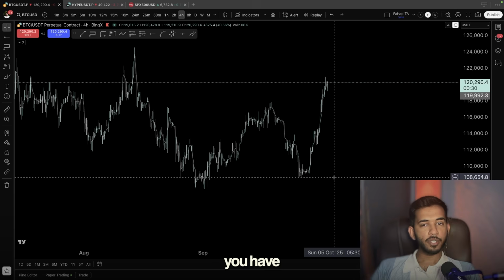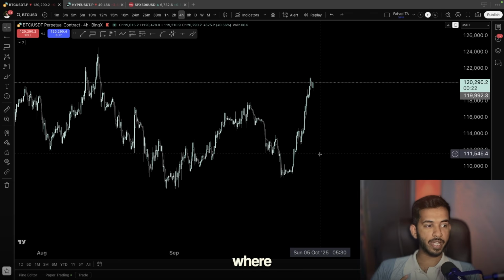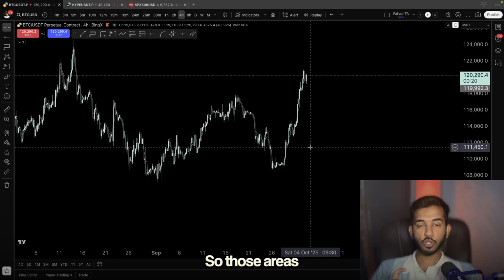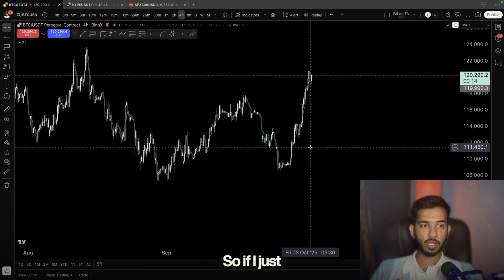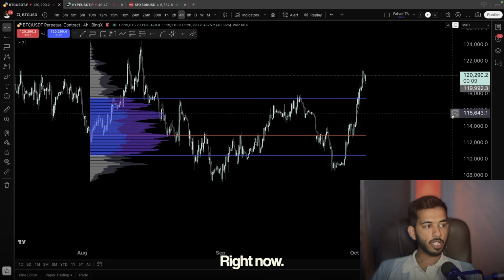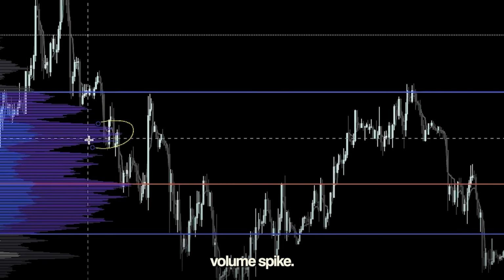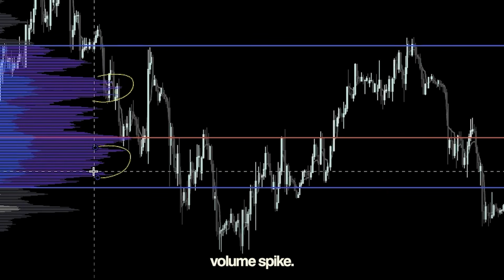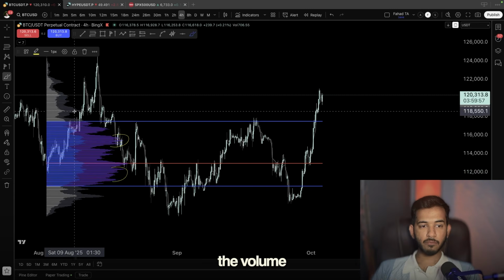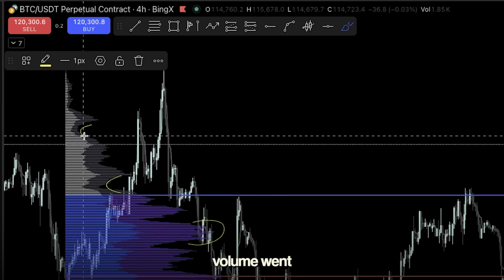So for that, you have to understand where the maximum volume is, and if there is an area where there's not a lot of volume. And yeah, it's very important as well to find out where the least amount of volume is. Those areas where there is the least amount of volume are called low volume nodes. If I just have to give you an example, let's say this is a range where I marked my FRVP tool. Right now you can see that there are some extremely high volume spikes. You see this area has a great volume spike. This area has a great volume spike. But then there are certain areas where you see the volume was extremely low. This area, the volume went extremely low. This area, volume went extremely low.